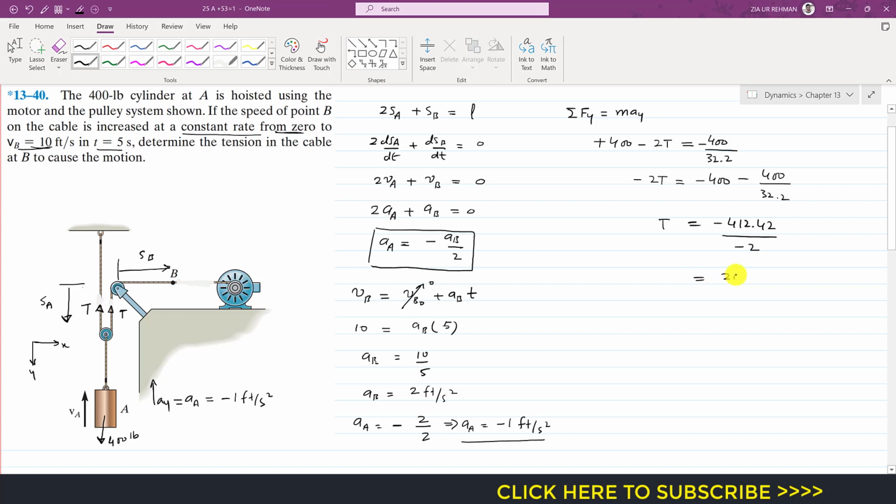So 206.21 pounds is the tension in the cable which was required. This is the solution of this particular problem.